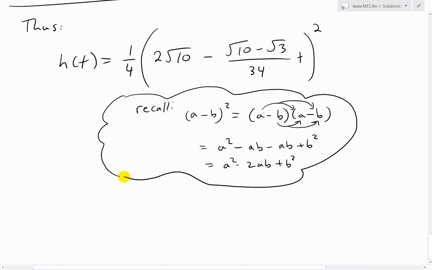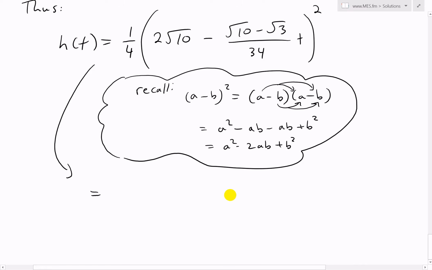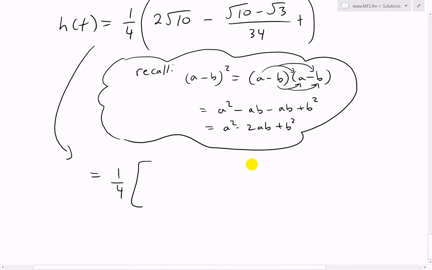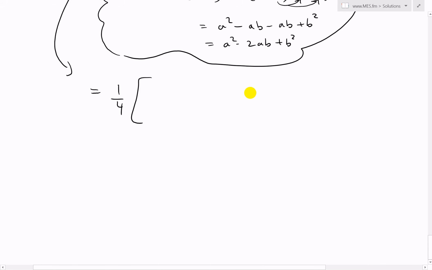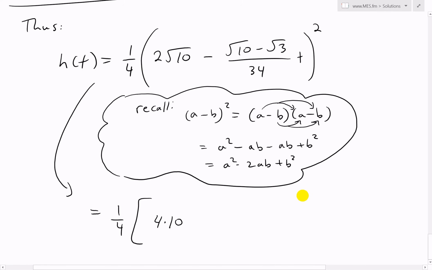So what we end up getting here is this equals, this multiplied by itself, that's our a, that's our b. So we get 1 over 4. And this is going to be 2 times square root of 10, and then times that together. That's going to be 4 times 10, because the square root of 10 squared cancels.